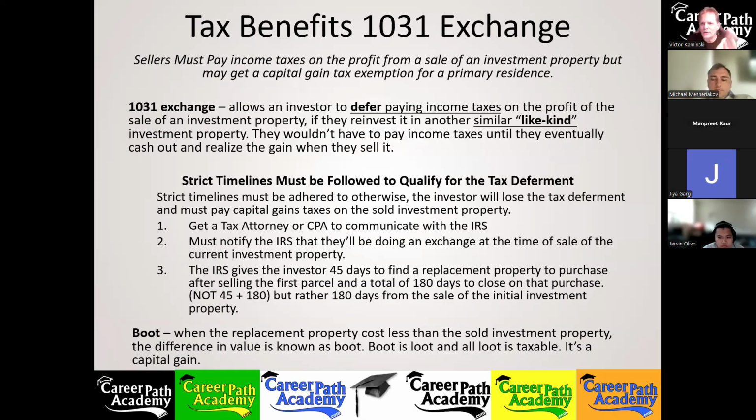So when you sell one investment property and then the new property that you're reinvesting in costs less than the previous one, well, that difference in value is known as boot, and you need to pay taxes on that money that you did not reinvest into the other property.